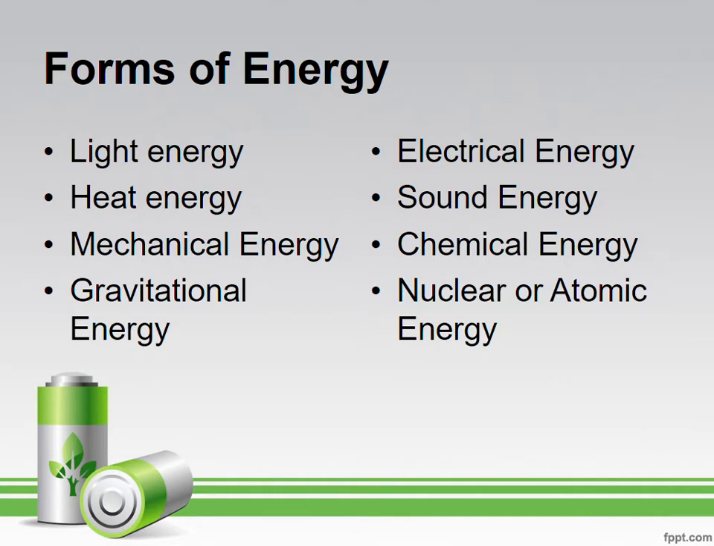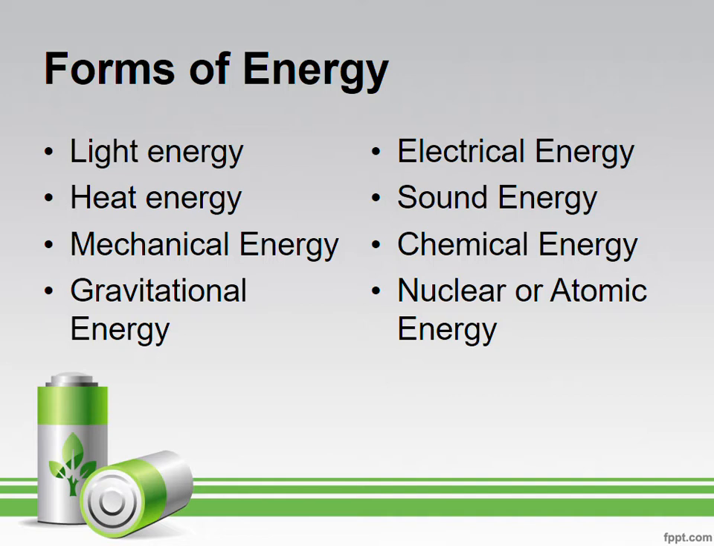Okay, we have different forms of energy. We have the light energy, the heat energy, mechanical, gravitational, electrical, sound, chemical, nuclear, or atomic energy. Sabi dun sa law of conservation of energy, energy cannot be created nor destroyed, but it can be transformed from one form to another.